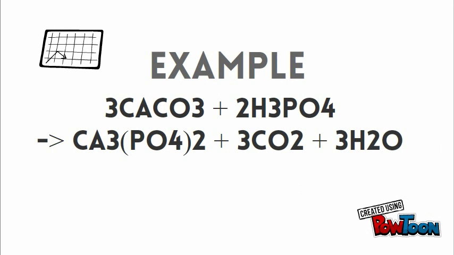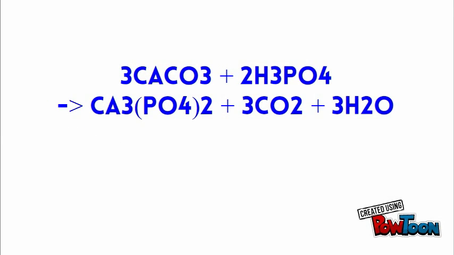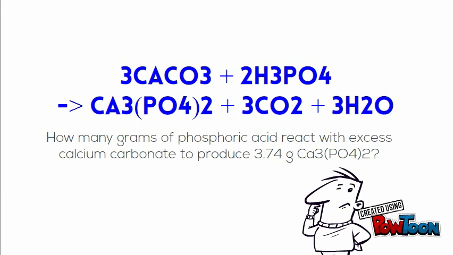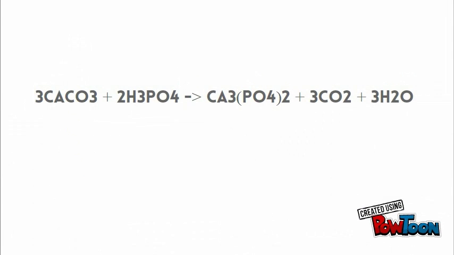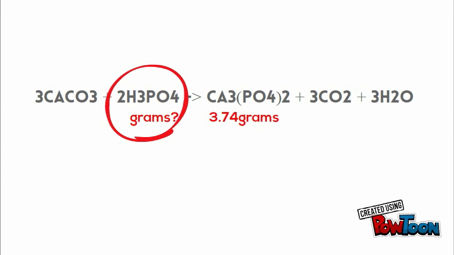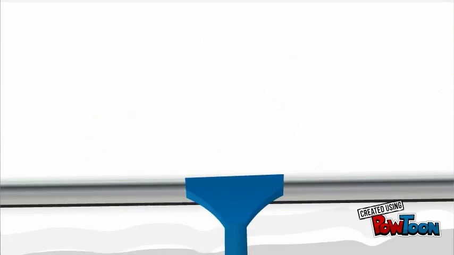For the following example, we're looking at the chemical reaction of calcium carbonate reacting with phosphoric acid, producing calcium phosphate, carbon dioxide, and water. Followed by the question, how many grams of phosphoric acid react with excess calcium carbonate to produce 3.74 grams of calcium phosphate? So for now, we know that there are 3.74 grams of calcium phosphate being produced, and the question is looking for the grams of phosphoric acid.